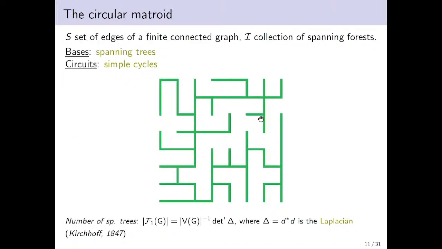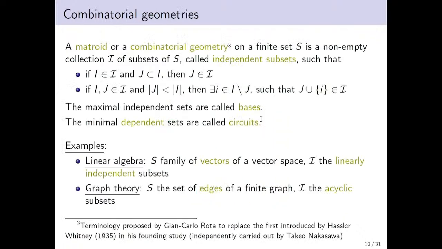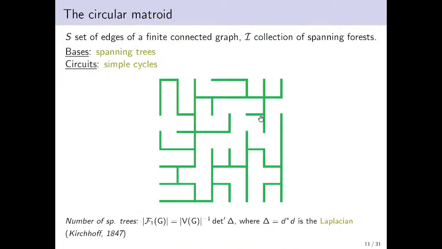Okay, so the first example corresponds to the second line here, and this is called the circular matroid. You take S to be the edges of a finite connected graph, and I to be the collection of all spanning forests. This defines a matroid, which is called a circular matroid. The bases are the spanning trees.